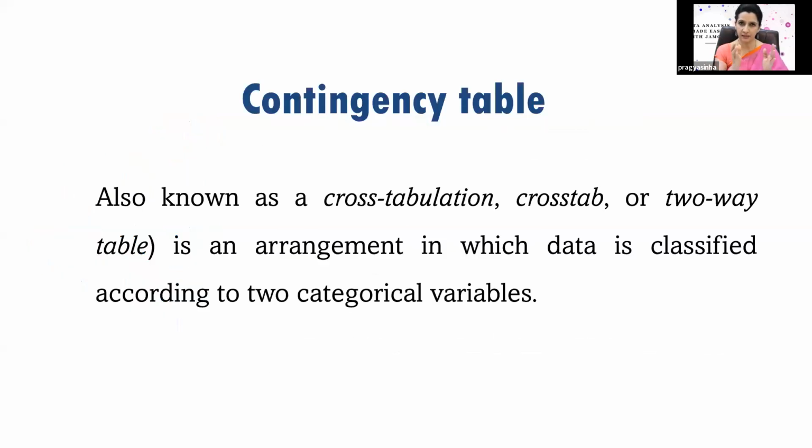Then there is something known as the contingency table. What is a contingency table? Basically, a contingency table is a table where we cross tabulate two variables. That's why it is also known as the cross tabulation, the crosstab, or two-way tab, which is an arrangement in which we classify the data according to two categorical variables.